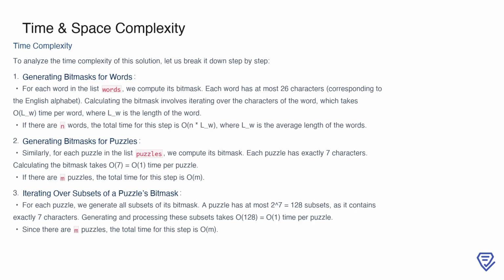First, consider generating bitmasks for the words. For each word, we iterate over its characters to compute a bitmask that represents its unique set of letters. Since words are composed of at most 26 letters, the time complexity for processing one word is proportional to its length, denoted as L_W. If there are n words in total, this step requires O(n*L_W) time, where L_W is the average length of the words.